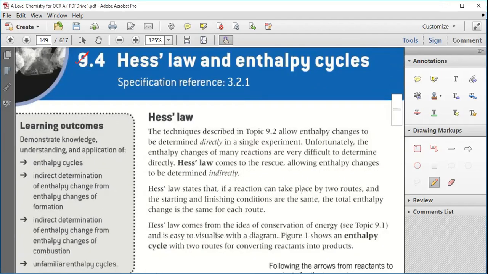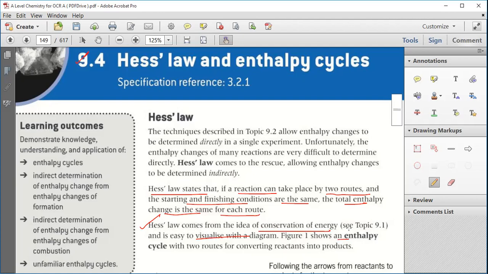Now, Hess's law states that if a reaction can take place by two routes, that is, the starting and finishing conditions are the same, the total enthalpy change is the same for each route. Each route means the same thing: you can convert A to B directly, or you can first convert A into C, and then convert C into B. Got it? So Hess's law comes from the idea of the conservation of energy, and it is easy to visualize with a diagram.